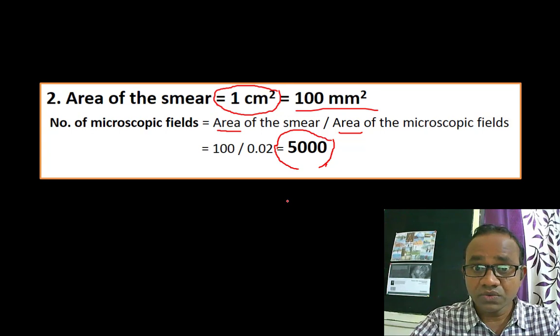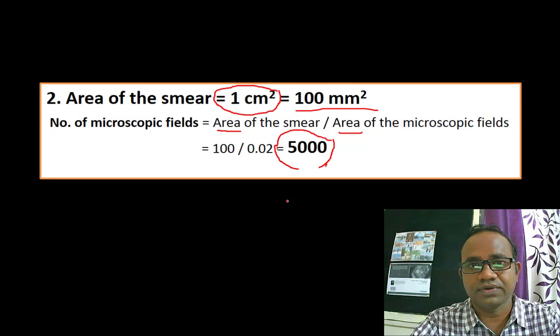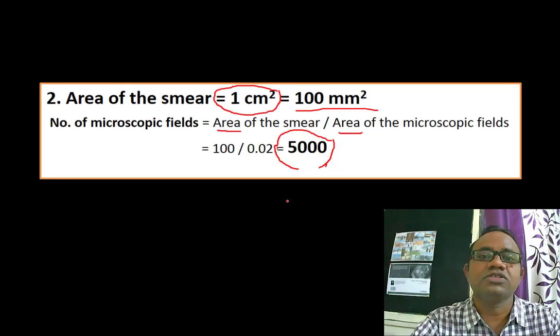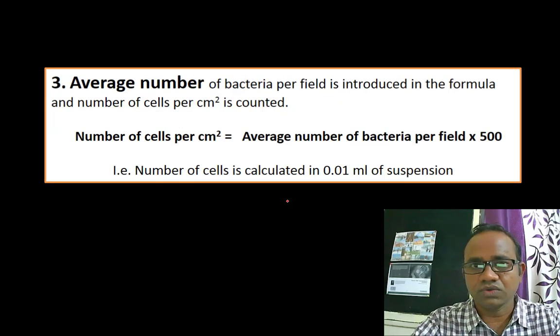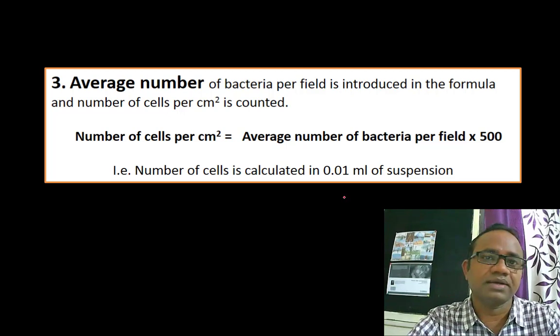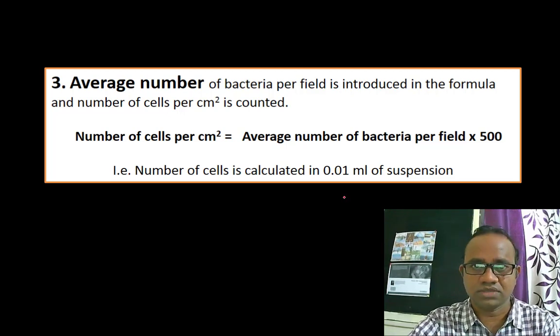So we don't need to count all 5000 microscopic fields from the slide. We can just observe the cells in one microscopic field, and that gives the count for the total number of microscopic fields. So the area of the microscopic field is important, and the area of the smear. We have easily converted these two things. Third is what? We are going to calculate the total number of bacteria present in the sample.